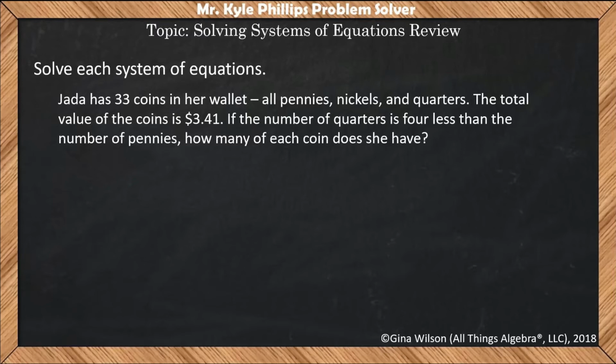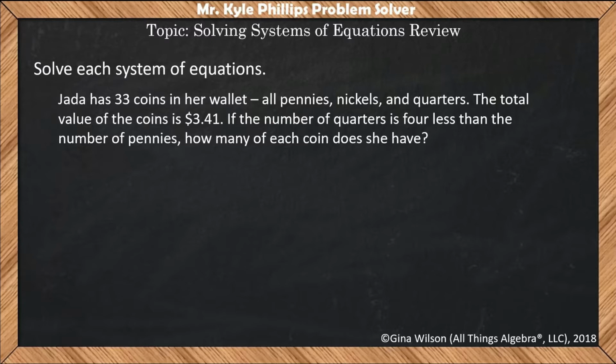Hey everybody, so in this video we're still going to be solving a system of equations, and we're still working on one that's going to have three variables. So in this problem it says Jada has 33 coins in her wallet, all pennies, nickels, and quarters. The total value of the coins is $3.41. If the number of quarters is 4 less than the number of pennies, how many of each coin does she have?